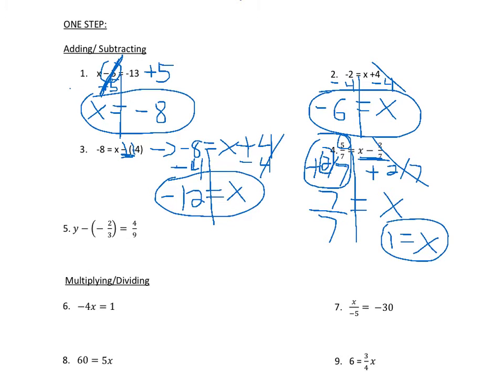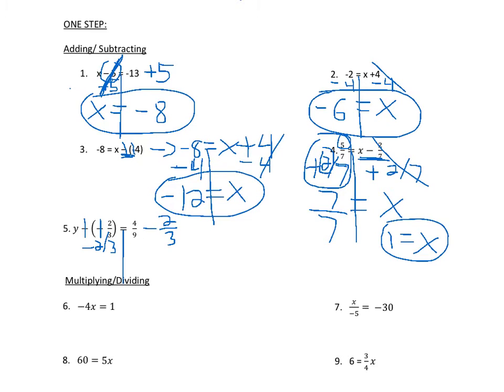Okay, number 5, let's do this one also. The first thing I see, it's just like number 3. We can add a line, change the sign. So what I'm going to wind up doing is I'm going to subtract 2/3.